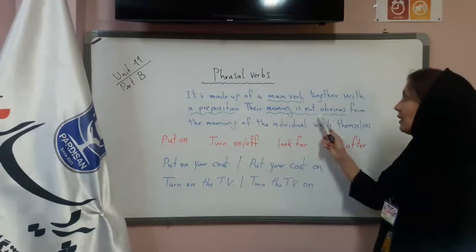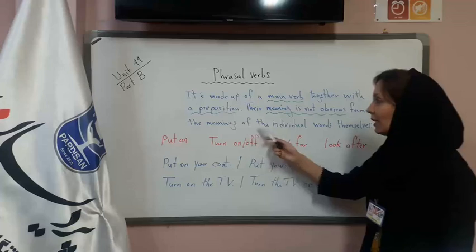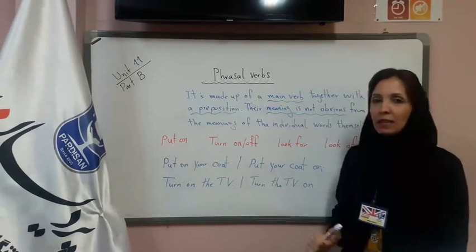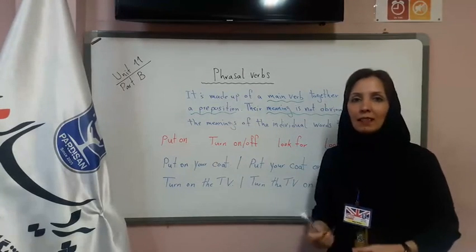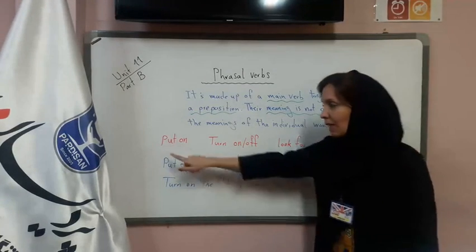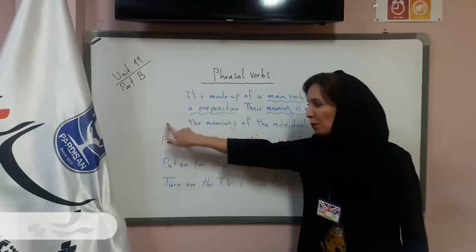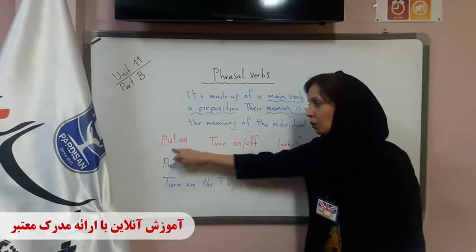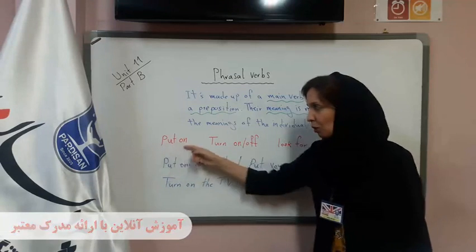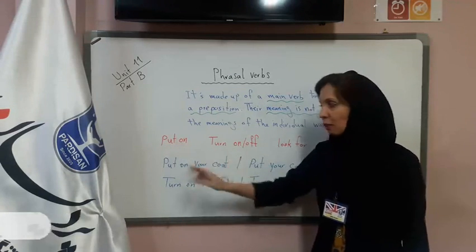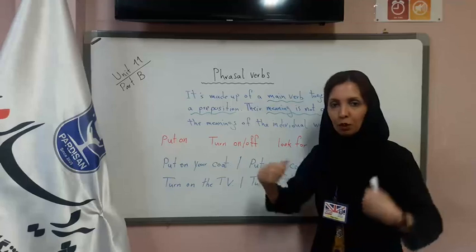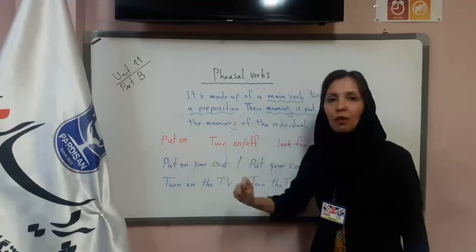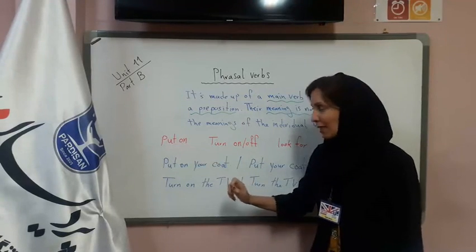Their meaning is not obvious from the meanings of the individual words themselves. What does it mean? It means that you cannot translate the two parts. For example, look at the example put on. Put معنی گذاشتن میده، آن معنی روی چیزی، گذاشتن روی چیزی. اگه این دوتا رو با هم دیگه معنی کنیم درست نیست. Put on means wear، پوشیدن. پس با ترجمه کردن دوتا پارت نمیتونیم معنیشون رو به دست بیاریم.